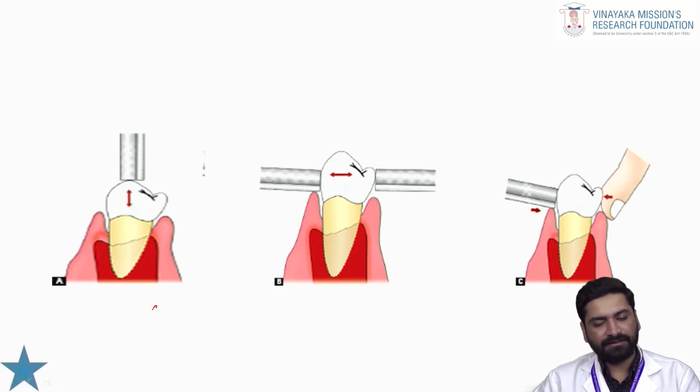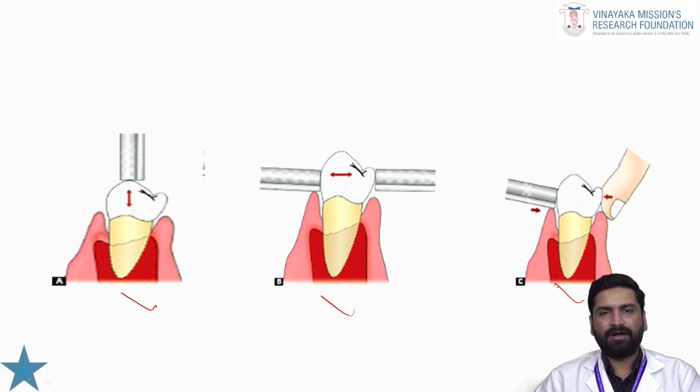Again, the mobility test: grade 1, grade 2 and grade 3. You also need to evaluate how much the mobility is, and based on that you need to take a call whether to save that tooth. If to save it, how to save it. And if you have saved the tooth, till what extent you can use it as a support for your cast partial denture.